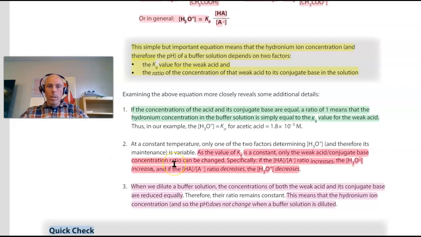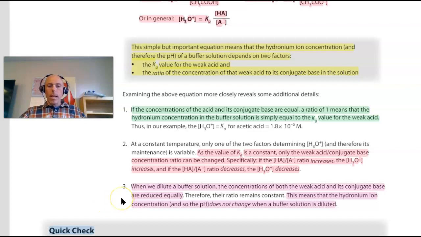Now looking at number 2, this section in pink, once the weak acid and conjugate base have been decided upon for a buffer, the Ka for that buffer system is fixed. That's a constant. Therefore, the only thing that can change the hydronium concentration and therefore the pH of that buffer system would be the ratio of acid to conjugate base, which can be altered or manipulated. And later, we will look at a math problem that asks us to design a buffer system of a particular pH. And we'll talk about how that can happen in a little bit.